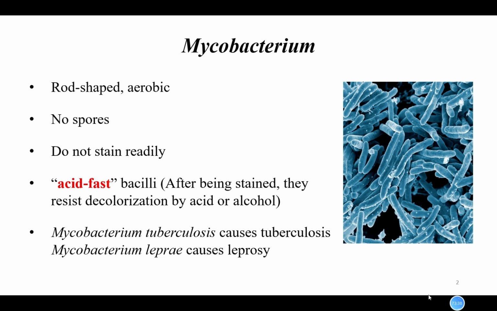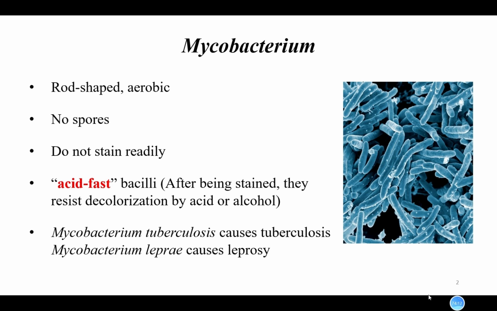Here's the scanning electron microscope picture, and you can see they are rod-shaped, slender, relatively thin and long. They are aerobic, so they require oxygen, but they don't form spores, and they are not easily stained. With the regular staining method, like the gram stain, it's not easy to stain Mycobacterium.